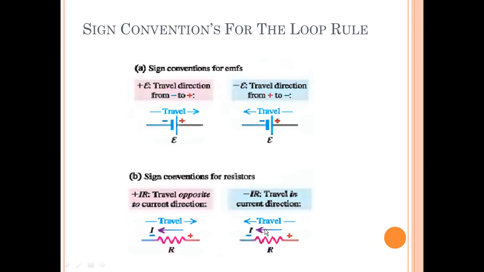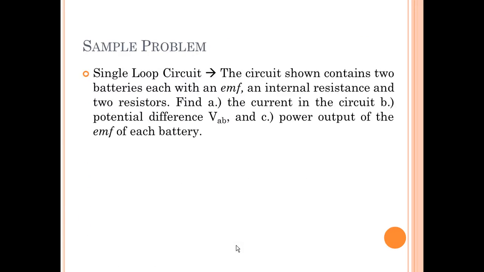So this means that the IR term would appear as negative in our equation of Kirchhoff's loop rule. Okay, so I definitely know that it would take you some time to perhaps recall these sign conventions, but of course patience is a virtue, and I am assuming that you will be patient in understanding and reviewing these notes and this video lecture. Okay, so let's take on a sample problem.